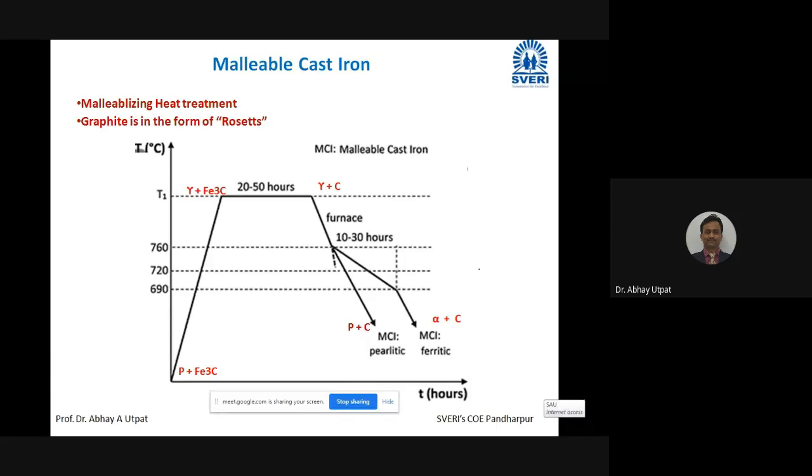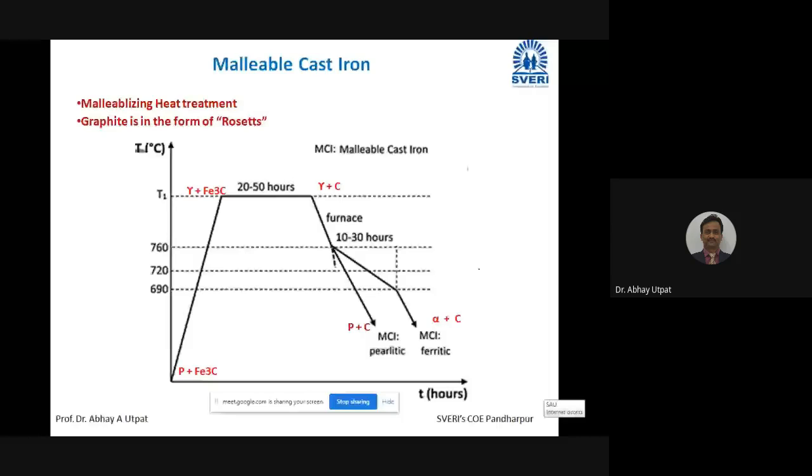The product of gray cast iron is SGIN, and the product of white cast iron is malleable cast iron. So what is the difference between malleable cast iron and ductile cast iron? This may be the question. I will explain the difference. SGIN is also called ductile cast iron because among the family of all cast irons, SGIN shows good elongation and ductility. That's why SGIN is also called ductile cast iron.